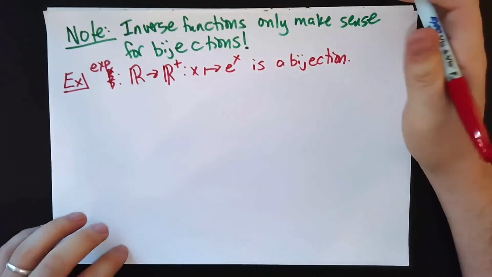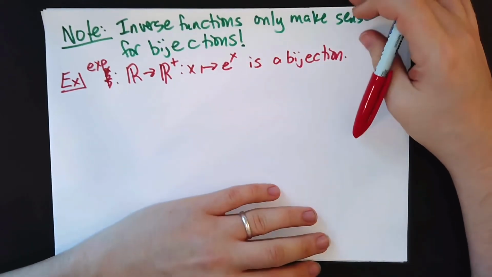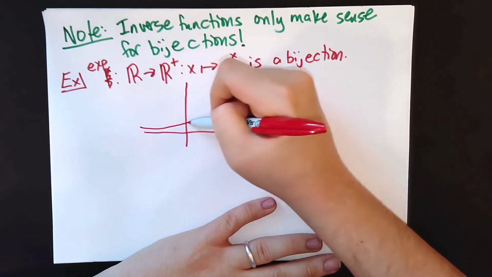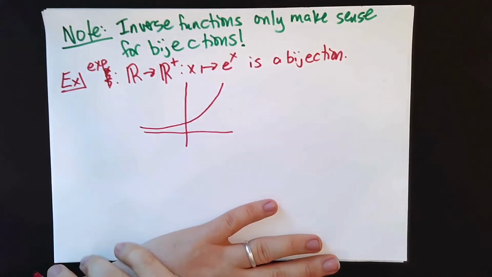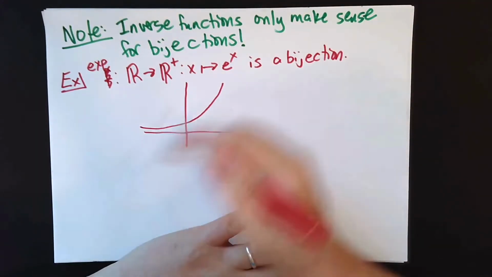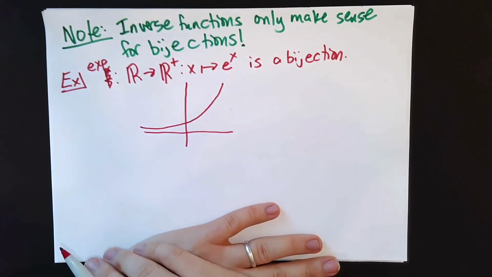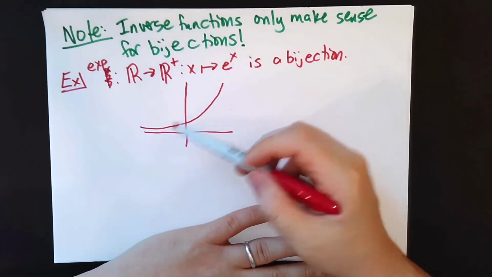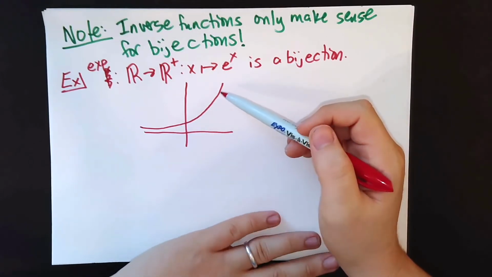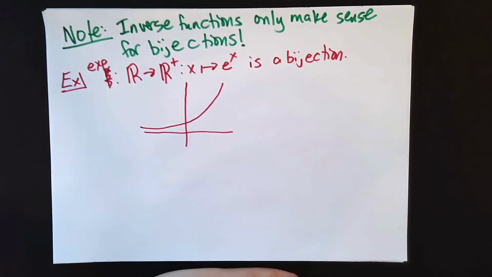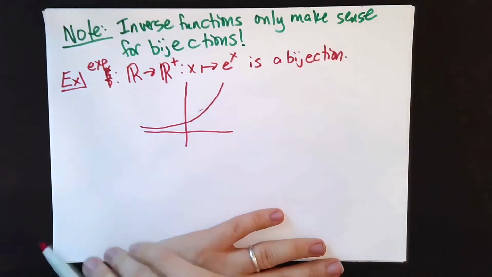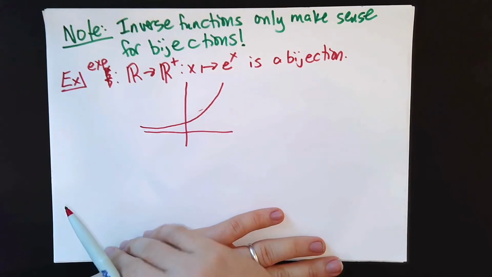Now, just to recall, why is this function a bijection? And I want to think about this in as calculus-y a way as possible. So here's a rough graph of e to the x. And so when I say that this function is one-to-one, I'm saying that no two inputs give the same output. You might recall we said previously that if a function is increasing, it's automatically one-to-one. That's definitely true here.